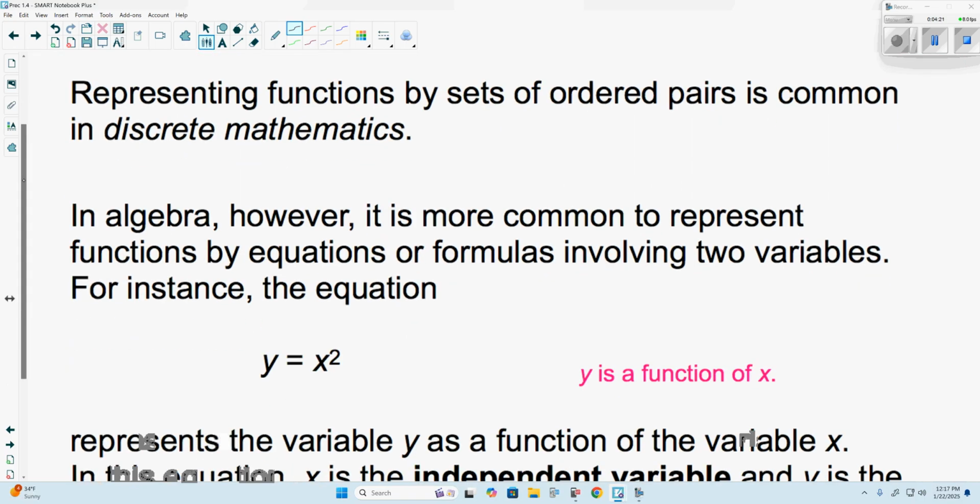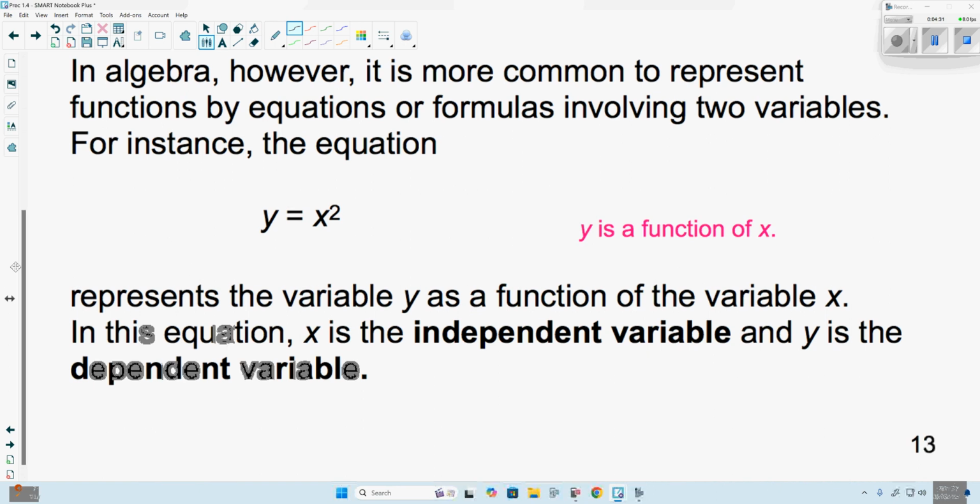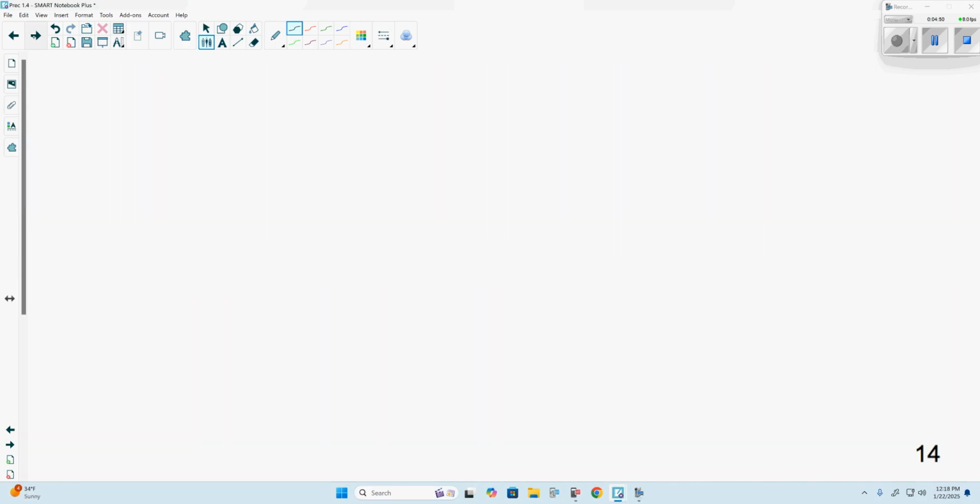Representing functions by sets of ordered pairs is common in discrete mathematics and algebra. However, it's more common to represent functions by equations or formulas involving two variables, y equals x squared, where x is the independent, the one we change, and y is the dependent. y depends on what we plug in for x. One's what we plug in, one is what we get out. Independent is the one we plug into the function. Our dependent is the output, what comes out of the function.